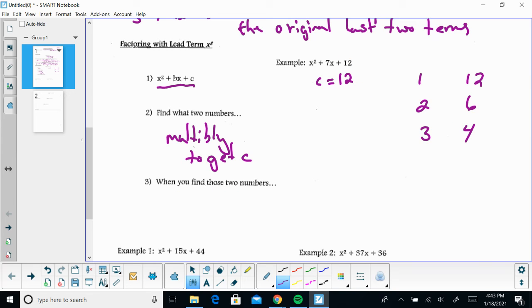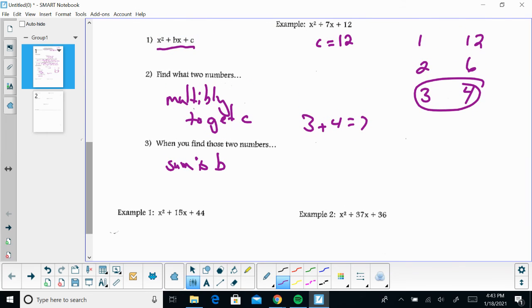We need two numbers that multiply to get us 12, and we need two numbers whose sum is b. My sum here is 7. So which of these three sets could I add together to get 7? The last set, right? 3 plus 4 equals 7.